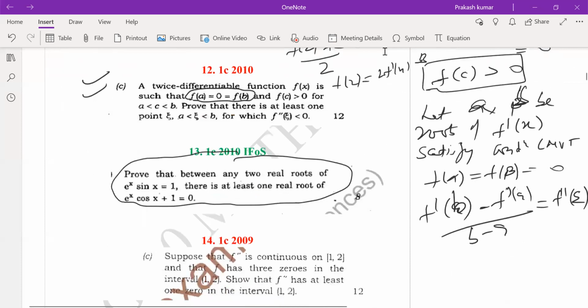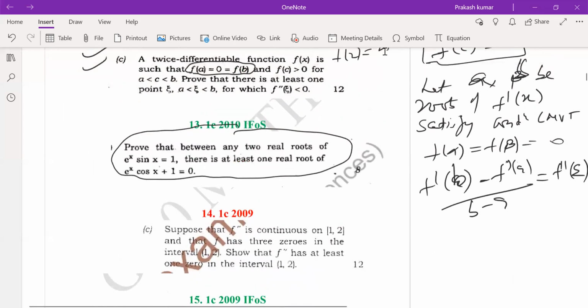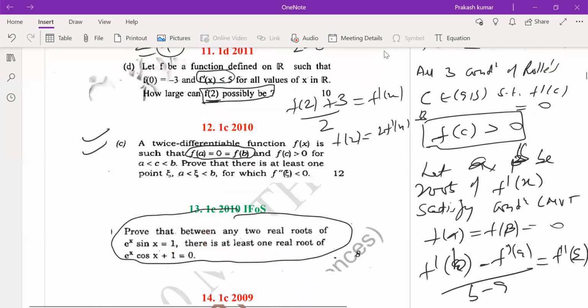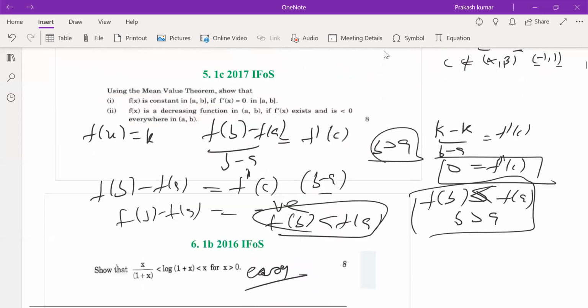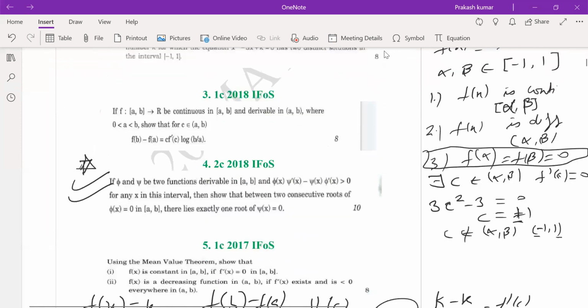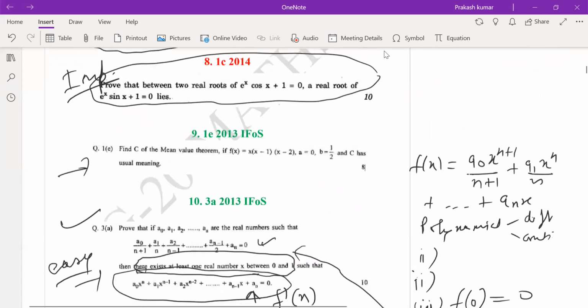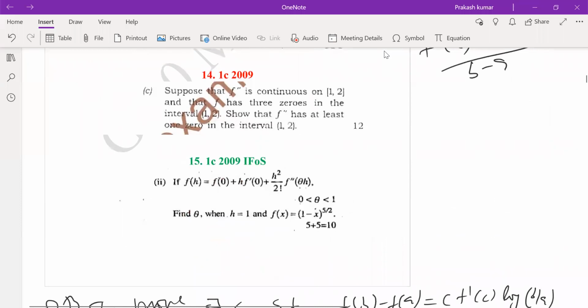Okay. So I have left the difficult questions for you. I only solved this one question that was a little tough. Like this was 2018's question. This question was tough, that I have left for you. Then this question: almost has 3 zeros in the interval, show that f double dash has at least 1 zero in the interval. This is also not very tough. It is a moderate question.